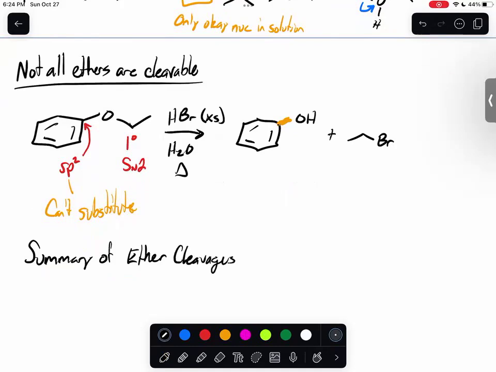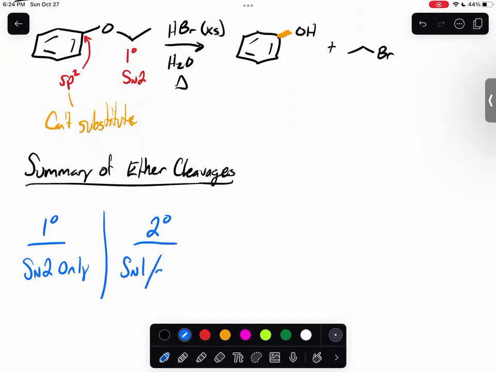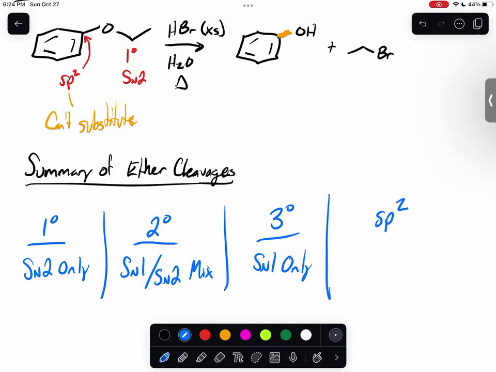Because we essentially have four different types of ethers to consider. If it is a primary ether, it is SN2 only. If it is a secondary ether, it is an SN1/SN2 mix. If it's a tertiary ether, it's SN1 only. But finally, if it's an sp2 hybridized ether, there will be no cleavage on that side of the bond. Okay? So those are things to keep in mind when we're looking at these ether cleavages.